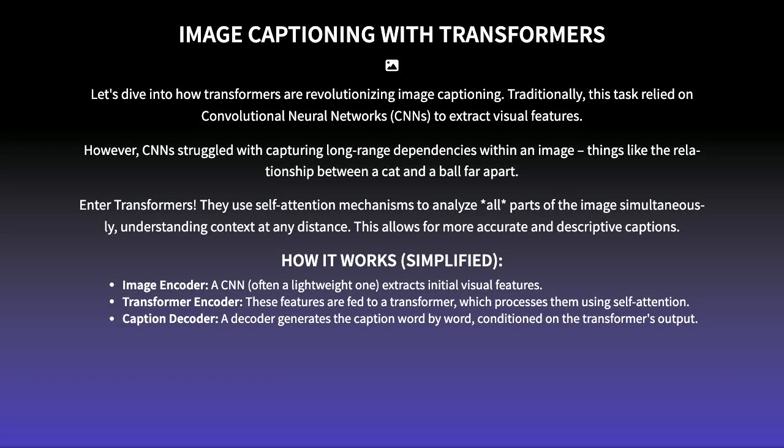Okay, so let's talk about image captioning and how transformers are really changing the game here. Before transformers, we typically used CNNs to analyze images, which were good at spotting local features but often struggled with understanding the bigger picture, like how a cat relates to a ball in the scene. Transformers, on the other hand, use something called self-attention that lets them look at every part of the image all at once and understand those long-range dependencies really effectively. Basically, they build a much richer understanding of the visual context, leading to captions that are more accurate and descriptive.